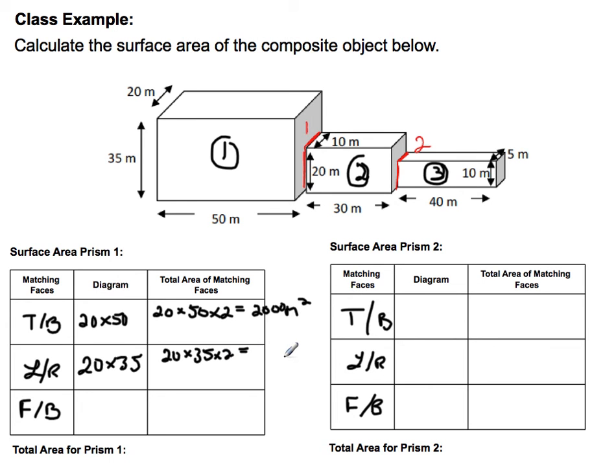Again, I find my total surface area first and then I deal with my areas of overlap. So 20 times 35 is 700 and then times 2 would be 1,400 meters squared.